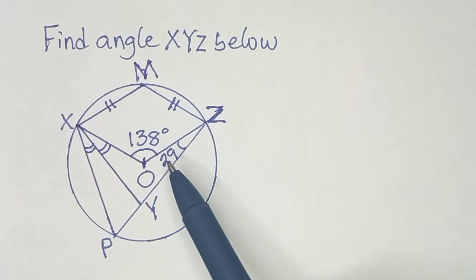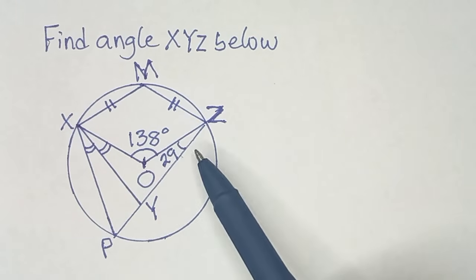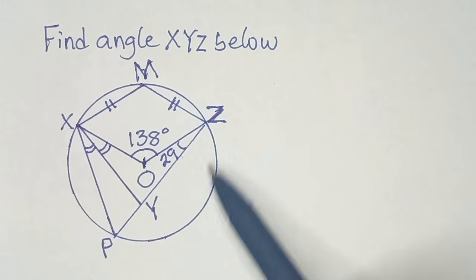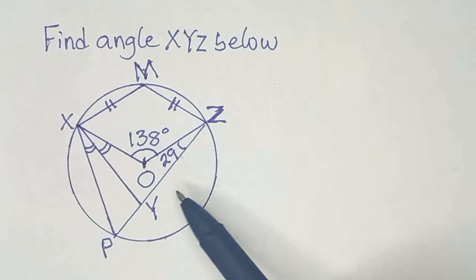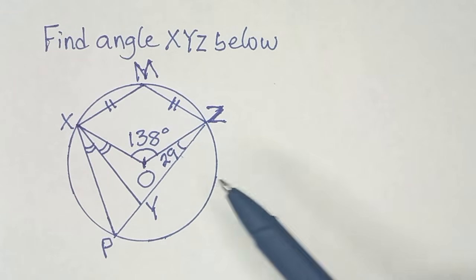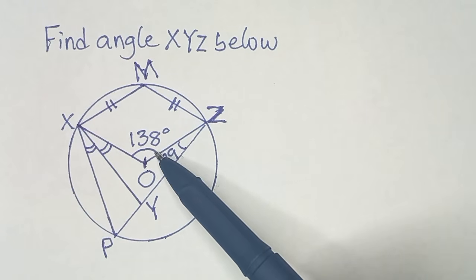We are to look for angle XYZ in this circle geometry question. Now, I'm going to show you a very short method. There are different ways you can use to solve this, but I'm going to show you a very short method to answer this question. The first thing I want us to look at is this angle at the center.